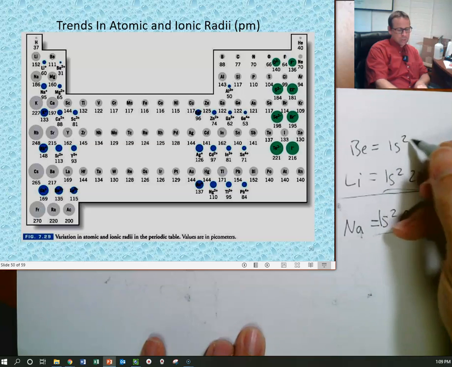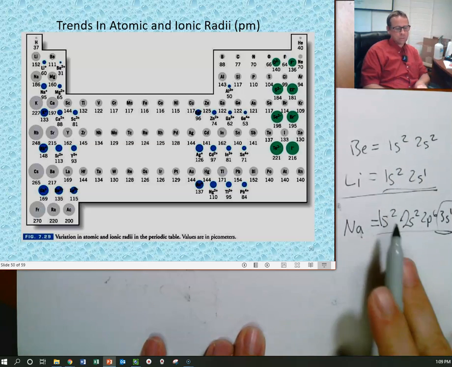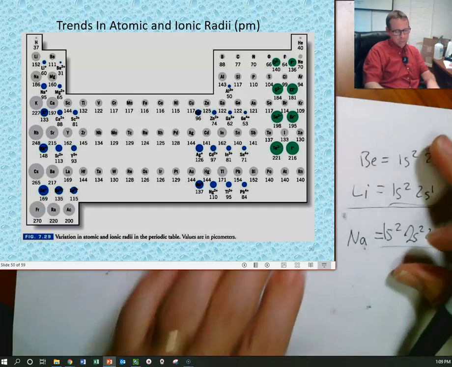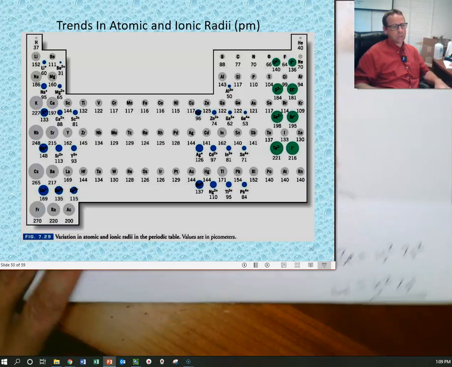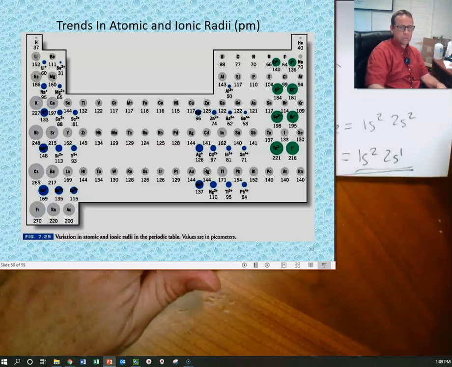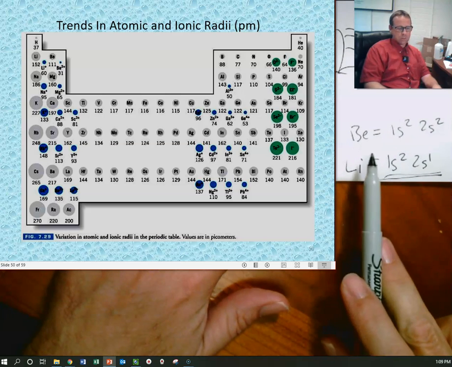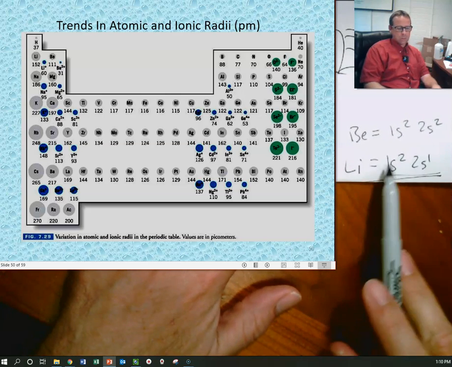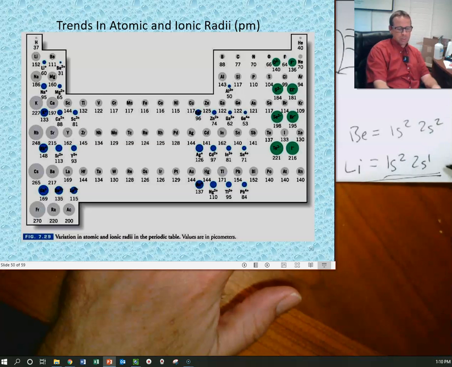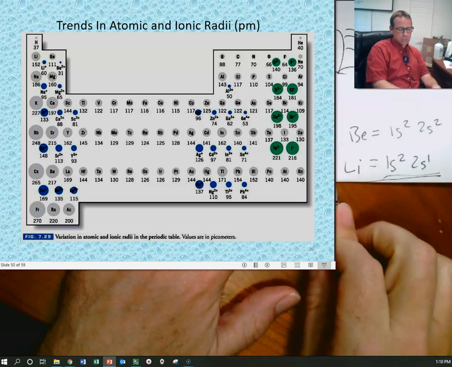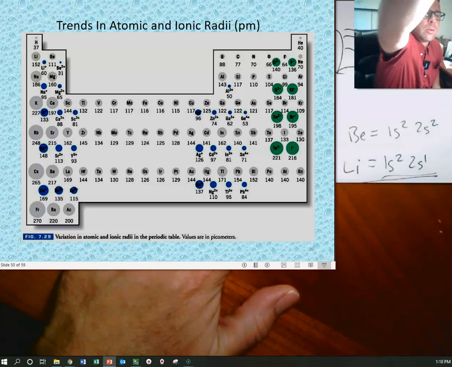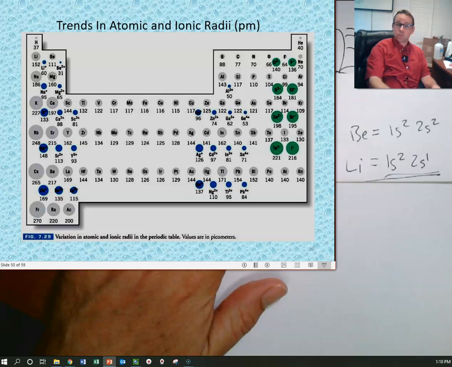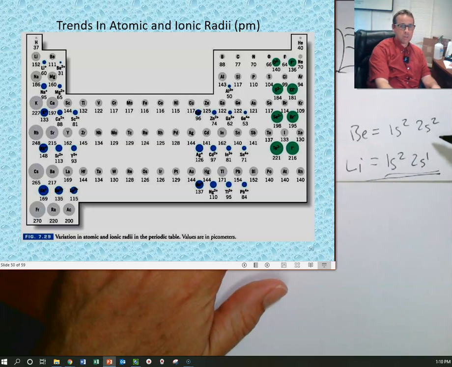Beryllium, 1s2, 2s2, right? So you might say, well, it's clear that those two electron configurations wouldn't result in beryllium being much larger because that second electron is going into the same orbital. It's just one has one electron and one has a second electron, right? But why would it actually get smaller? Why would beryllium actually get smaller?